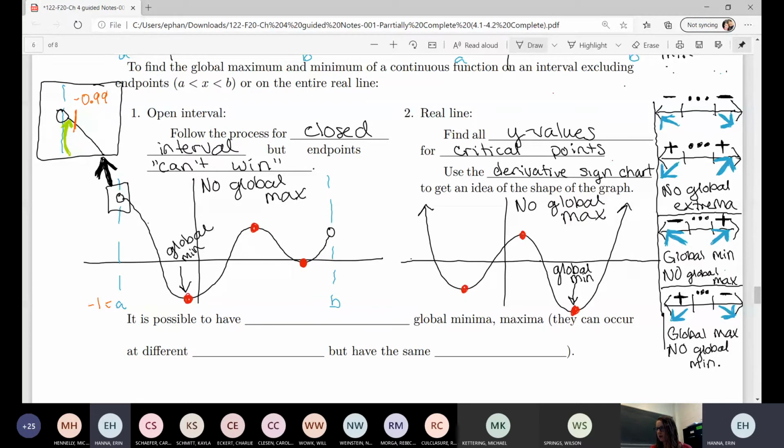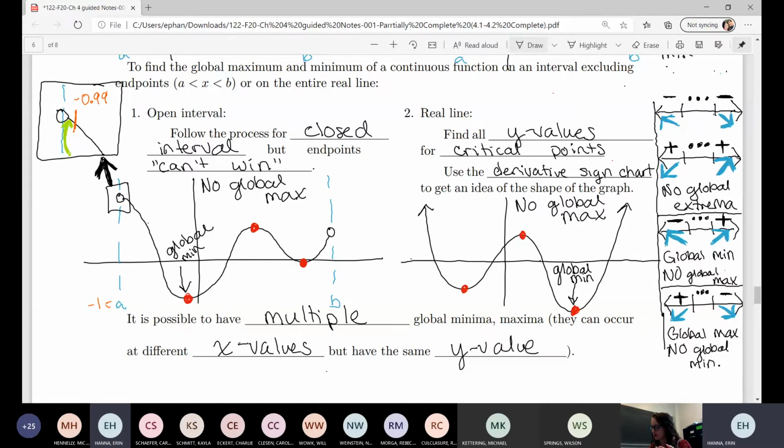Now note that it is possible to have multiple global minima and maxima because they would occur at different x values, but at the same y value. Remember, the point here is we're looking for the lowest y value and the highest y value. Well, if there are 2 points, or more than 2 points, that have that y value, then they would all be considered the global max or the global min.